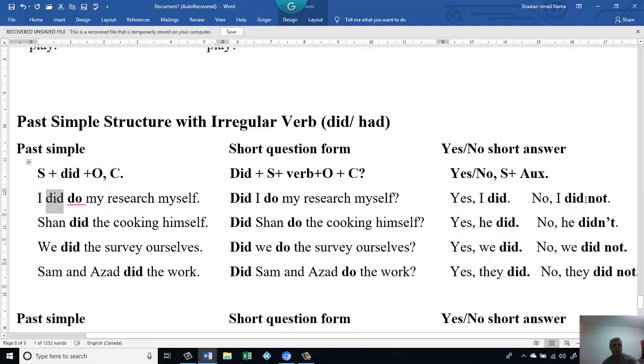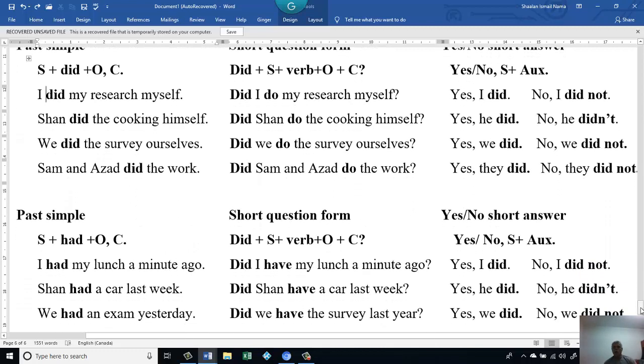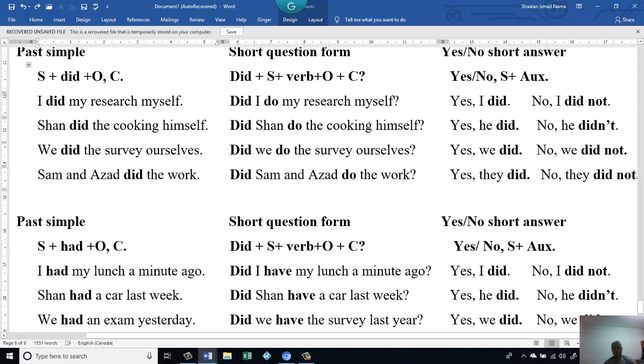Yes, I did, or no, I did not. Okay, let's bring this one back again. Shan did the cooking himself. If you remember, when we have the verb, it doesn't matter if it's regular or irregular. If it's regular, then I have to take ed out. If irregular, then I have to change it to the root of the verb, because the root of did is do. Then we say Shan did the cooking himself.